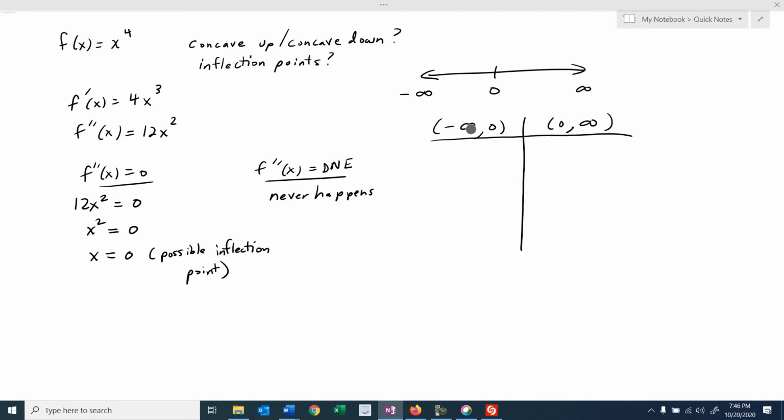Okay, so we do that again by picking a test point in each of the intervals. So I'm going to use -1 for this one. And notice when you plug -1 into the second derivative here, you get a positive number, so it's concave up. Okay, and then I'm going to use 1 for this interval. And again, I'm plugging it into the second derivative here, and notice I get 12 again, right? So it's concave up in this interval also. Okay, so in this case, we don't have an inflection point at 0 because it's not changing concavity.